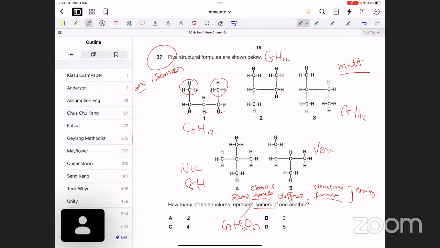Okay, quickly count it. H12. Good. Okay, last one, Vera, C5H? H12. Thank you. So we confirm that everybody has the same chemical formula.